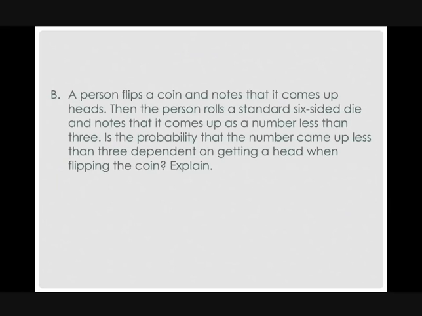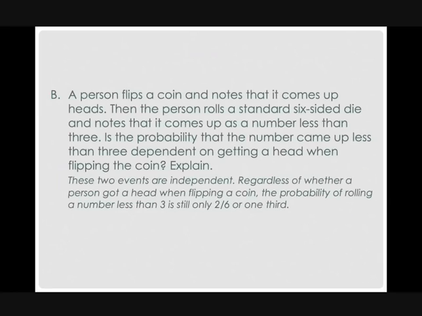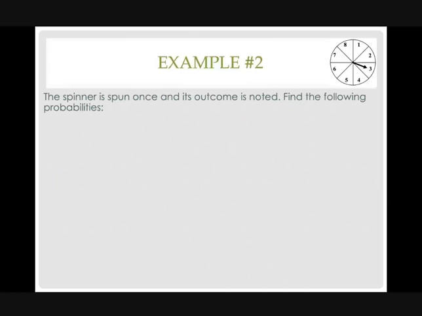Now this one: the person flips a coin and notes that it comes up heads. Then the person rolls a standard 6-sided die and notes that it comes up as a number less than 3. Is the probability that the number came up less than 3 dependent on having a head when flipping the coin? Well, these two events are independent. Regardless of whether a person got a head when flipping a coin, the probability of rolling less than a 3 is still 1/3.